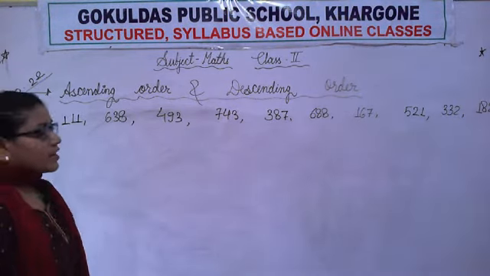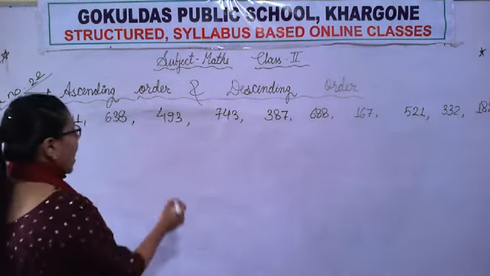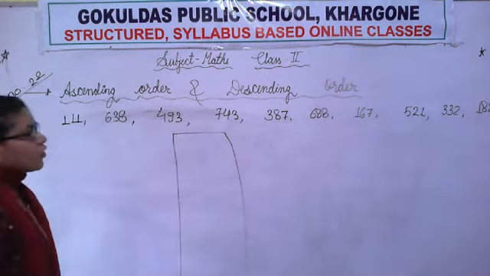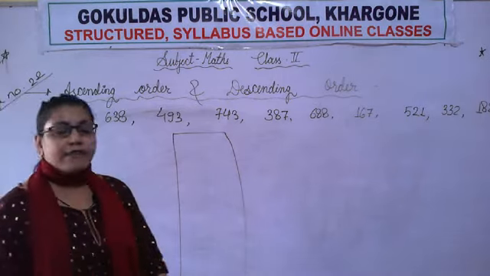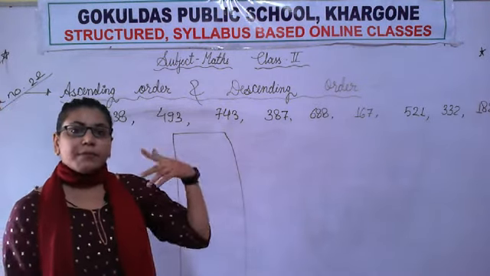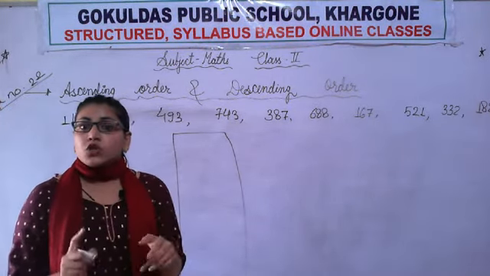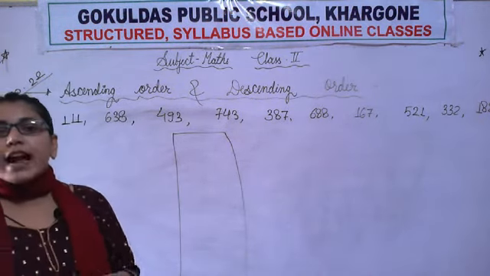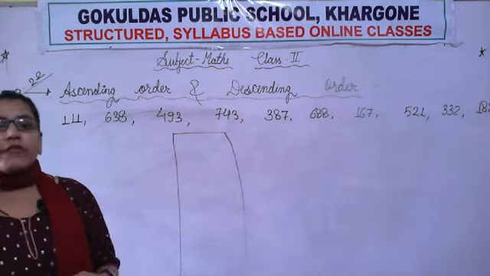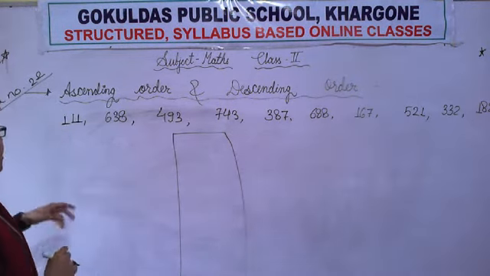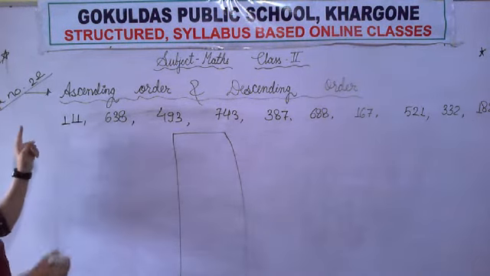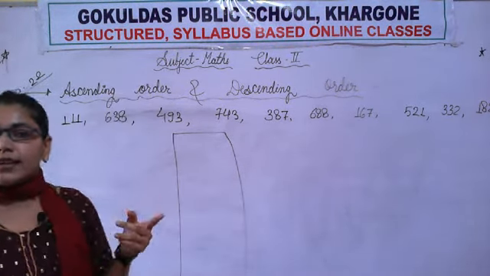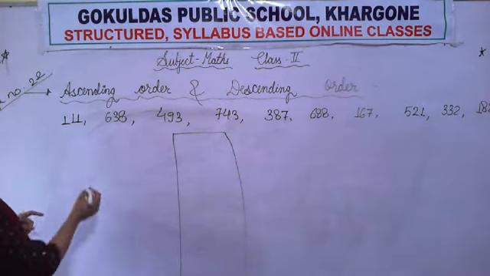So let us find the highest value among all these numbers. All the numbers have 3 digits. So for comparing the numbers, we will go for rule number 2. We will compare the highest place values. Here all the numbers are 3-digit numbers, which means the highest place value is the 100's place. So we'll check the 100's place value.